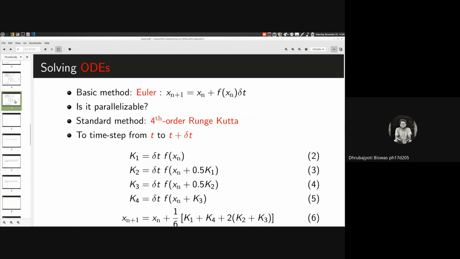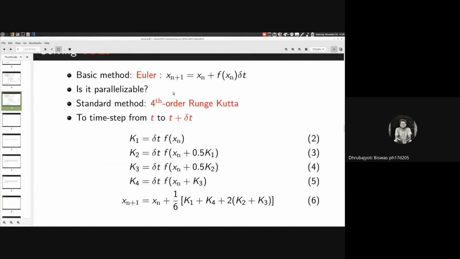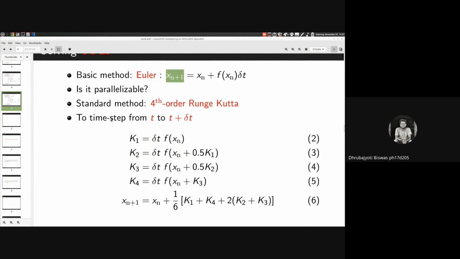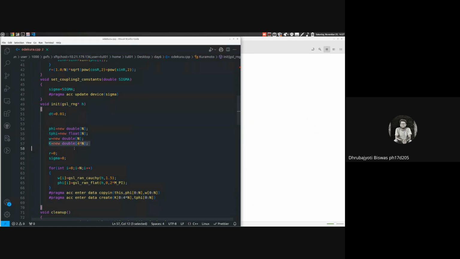Yeah. So this is shown over here: for every state variable i, you have to calculate 4 such values of k. So if there are n state variables, you have to calculate 4n of the k variables. So I have now initialized k as 4 times n. I have n state variables, and for each state variable I need 4 such values.